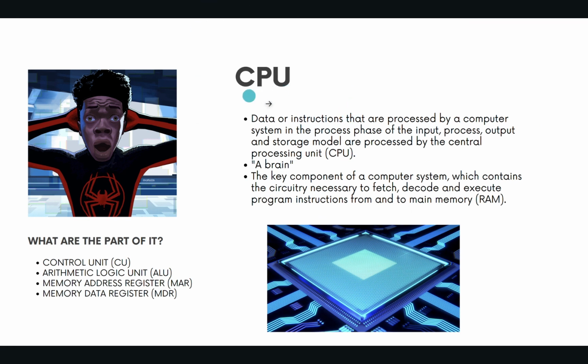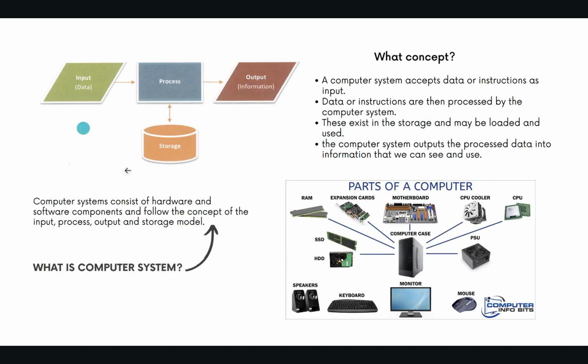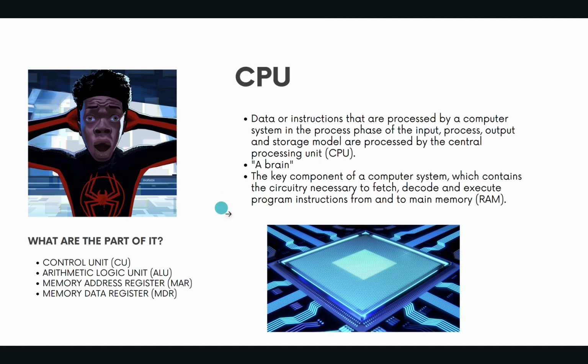Now let's talk about the CPU. It's the main part of the computer, and this process, like this model, happens in the CPU. Because of that, it's most often referred to as the brain of the computer. CPU stands for Central Processing Unit. Its key definition is that it's a key component of a computer system, which contains the circuitry necessary to fetch, decode, and execute program instructions from and to main memory, RAM.